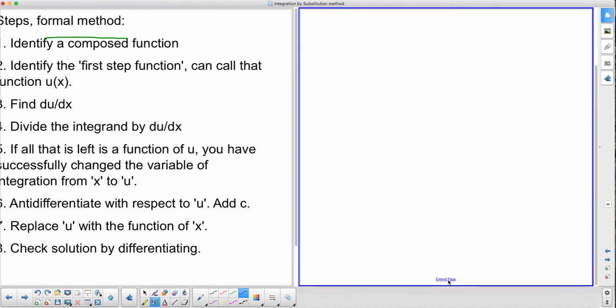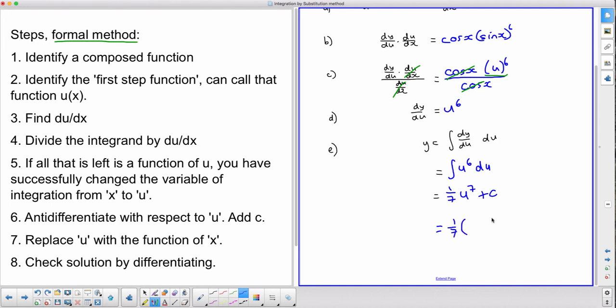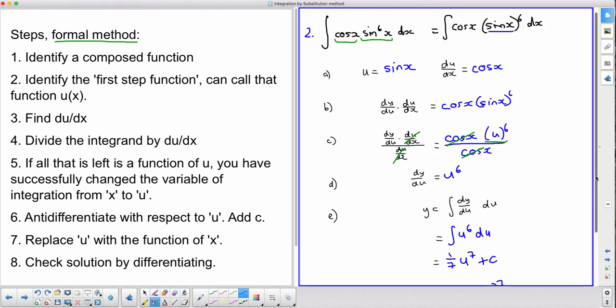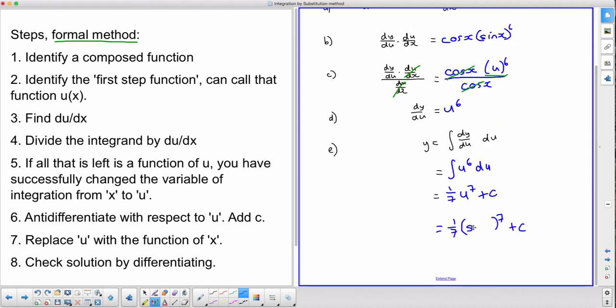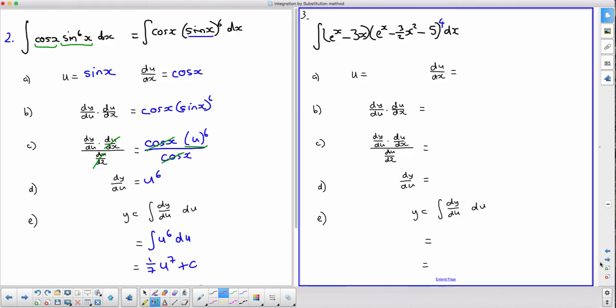So anti-differentiate that with respect to u, and replace the u with the function of x, in this case sine x. And then we can check that out, differentiate that to see if we are left with the integrand that we started with.